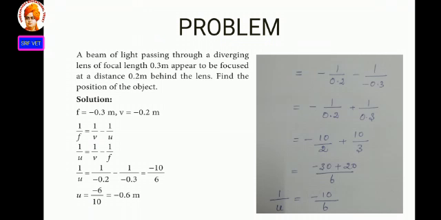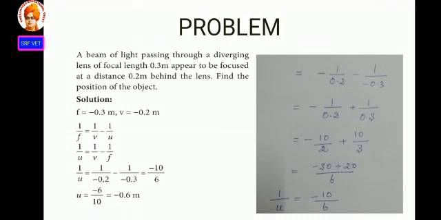Then a related problem. A beam of light passing through a diverging lens of focal length 0.3 meter appears to be focused at a distance 0.2 meter behind the lens. Find the position of the object. Diverging lens means the values are taken as minus, because a diverging lens is a concave lens. Concave lens focal length is taken as a negative value. So F is equal to minus 0.3 meter, V is equal to minus 0.2 meter.